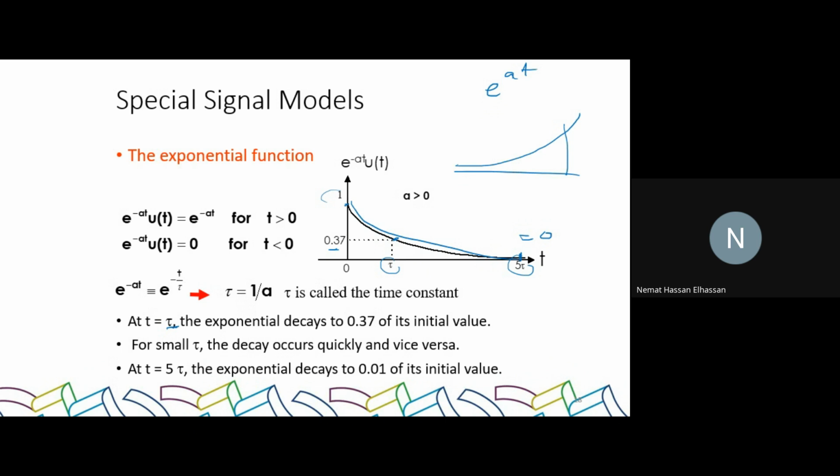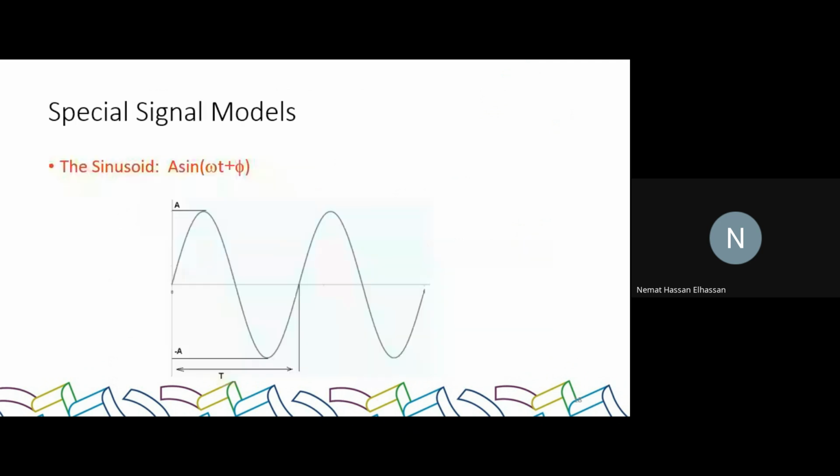Make sense? Is it clear so far? Because at 5 tau, it decays to almost 0.01 of its original value. So this is the exponential signal. Now, moving on, the final signal that I will discuss with you today is the sinusoid. We will be dealing with a lot of sinusoidal signals through this module, so it's very important that you understand what it is and how it's described. This is the graphical representation of a sinusoidal signal. This is the visual representation of it.